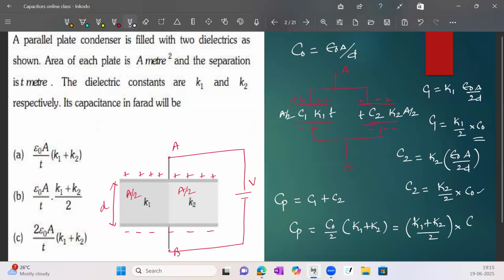C naught we can write as epsilon naught A by D. But in the problem, the thickness is given as T, so we can replace it with that T. Now see the correct option. For the parallel combination, it is K1 plus K2 by 2 into epsilon naught A by T.